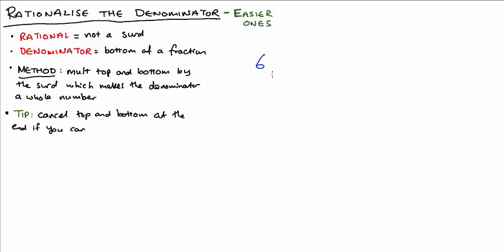So, let's do 6 over root 3. So you guys go do it. I'll pause it, do it. Alright. So you should times top and bottom by root 3. So that the top will give you 6 root 3 over 3. Now, we can actually keep simplifying this.